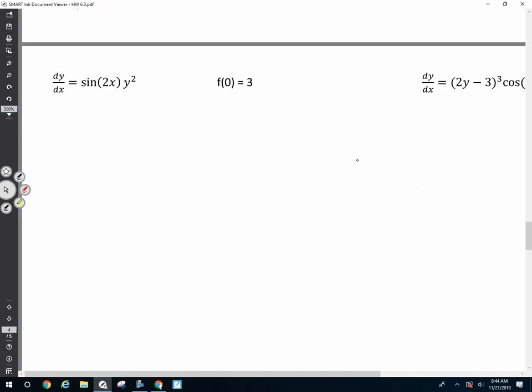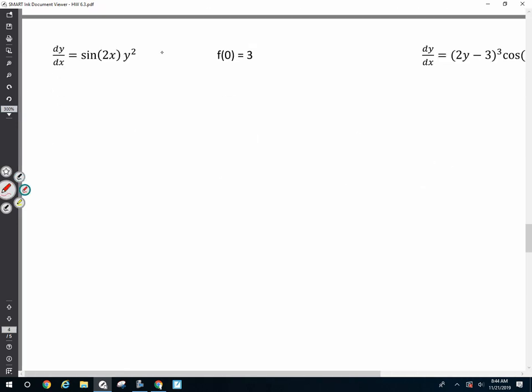All right, let's do a couple more. There's a similar situation to a previous one in that I need to multiply by 1 over y squared and multiply by dx. 1 over y squared dy equals sine 2x dx. Take the antiderivative of both sides. We talked about how this is y to the -2nd. Its antiderivative is -1 over y.